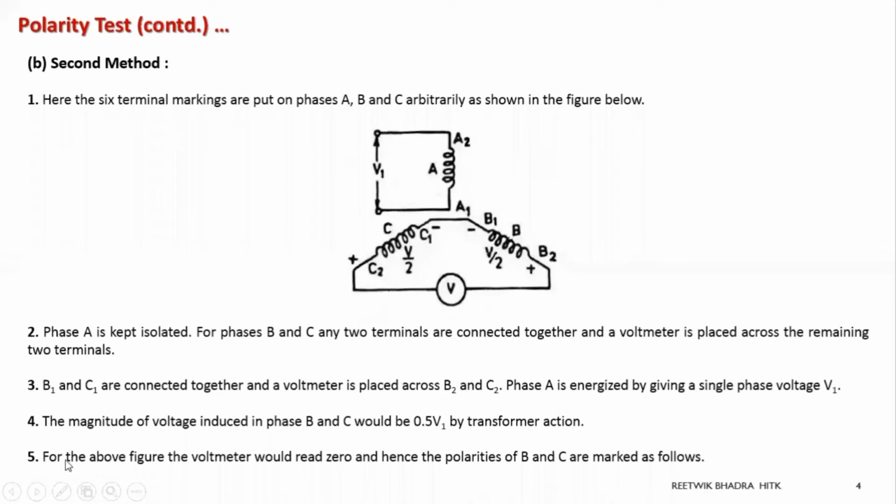So that's why it is written in the fifth point, for the above figure the voltmeter should show a 0 reading, and hence the polarities of B and C marked are as follows. The polarity of B, this side will be minus, this side will be plus, and for C this side will be plus and this side will be minus. Now if it happens the opposite way, obviously it will get added. So this is 0.5, this is 0.5, so 0.5 plus 0.5 gives you 1 times your voltage. If the supply voltage is V1, it will give V1.